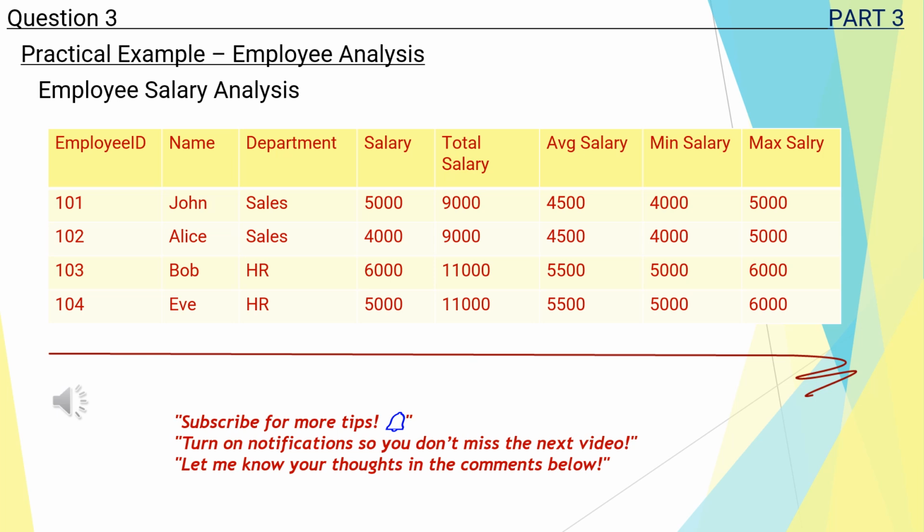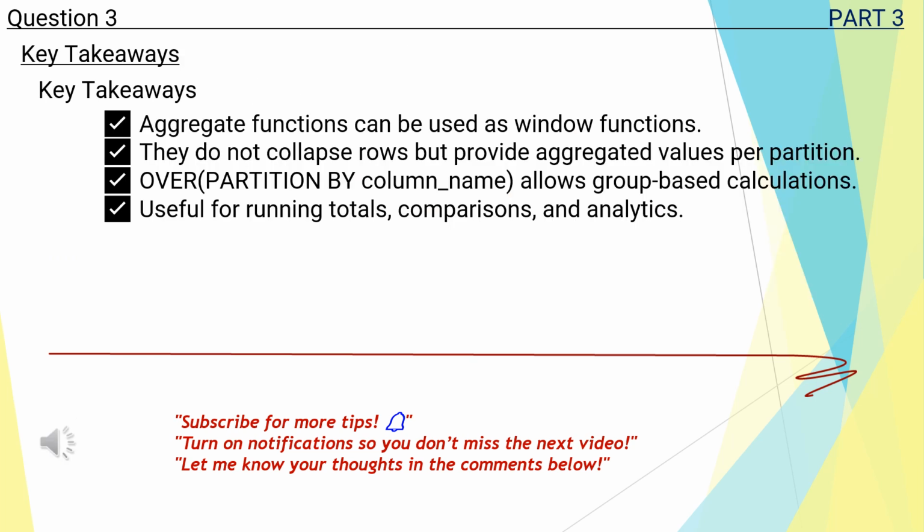Here is a real-world example. We can analyze employee salaries by department using these functions. Each row retains its details while displaying total, average, min, and max of salary per department. To summarize, the aggregate functions like sum, average, count, min, max can be used as window functions. This enables calculations without collapsing rows, making them powerful tools for analytical queries.